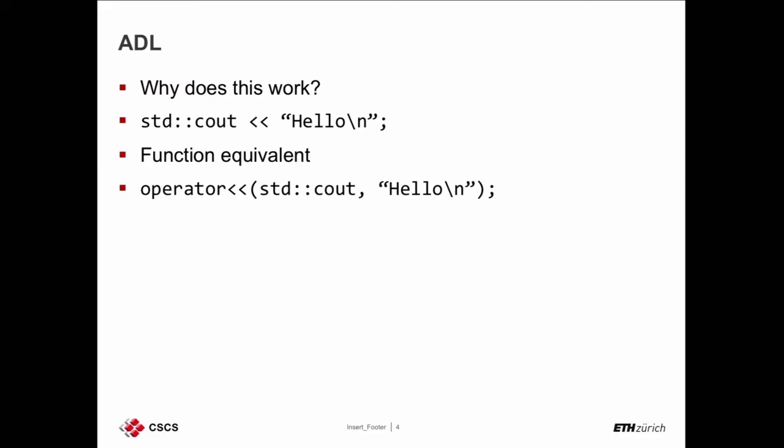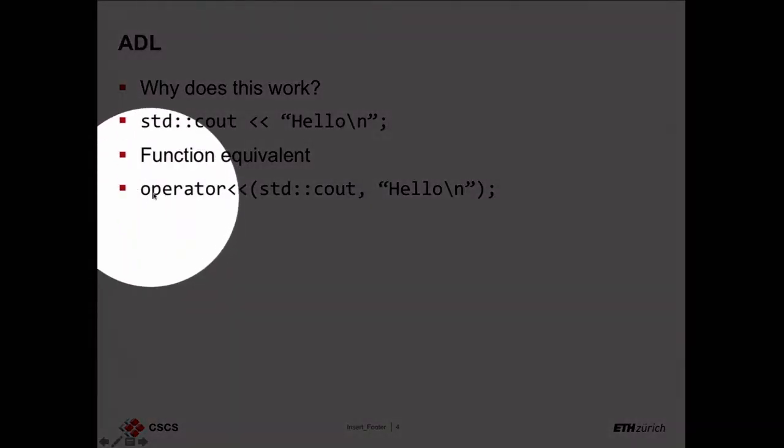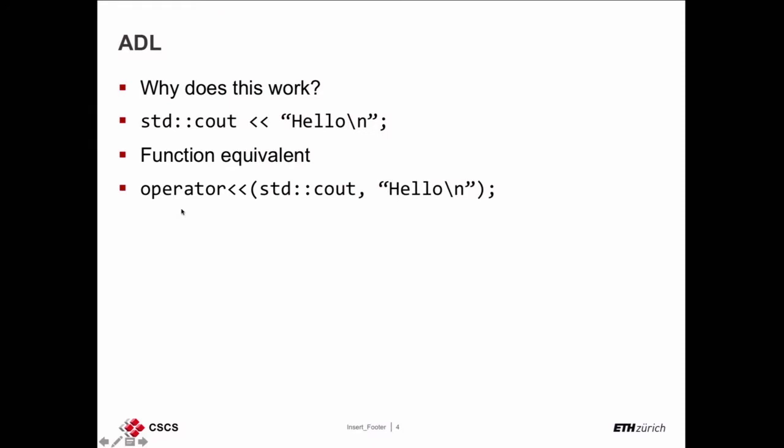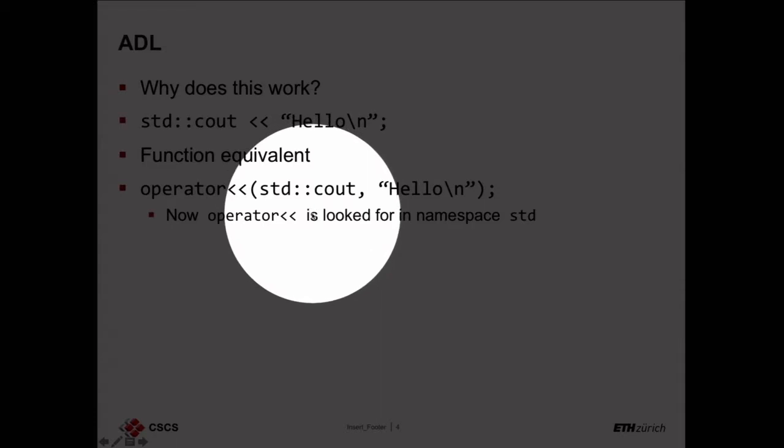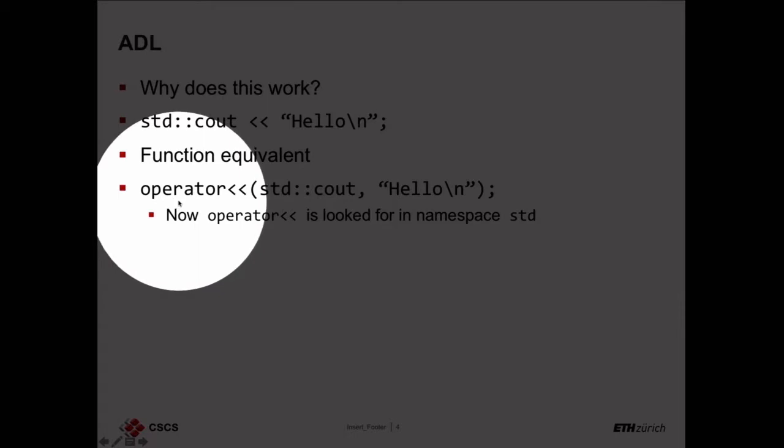Now this becomes an unqualified lookup because there's no colon, and we ask, where is this operator defined? And actually, there's not one operator defined, because there is one defined, but it's inside the namespace std. So what happens, ADL, argument dependent lookup, looks at std cout and says, well, cout lives in std namespace. Let me look in namespace std if this is defined.